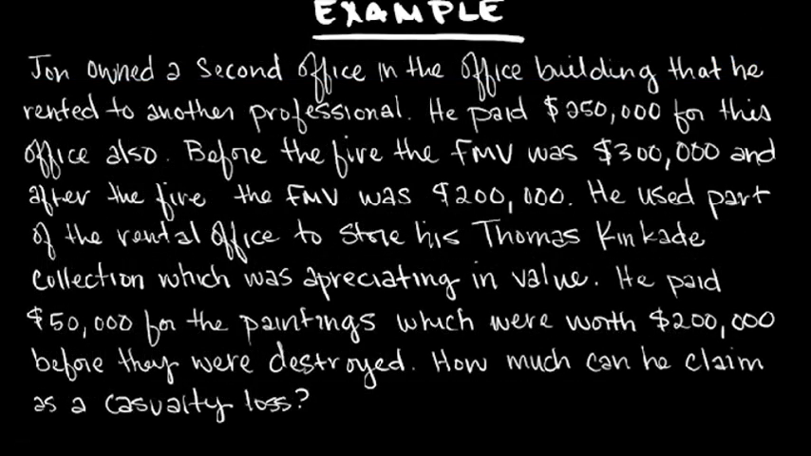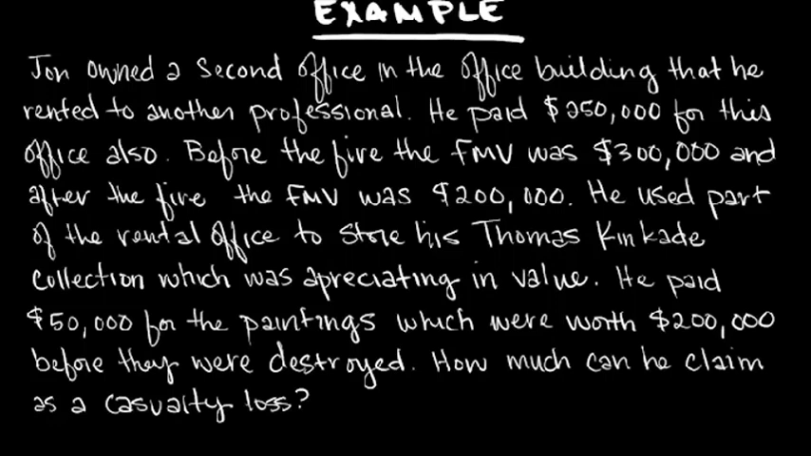So now let's go over an example. John owned a second office in the office building, and he rented this office to another professional. He paid $250,000 for this office also, and before the fire, the fair market value of the office was $300,000, and after the fire, the fair market value was $200,000. He used part of the rental office to store his Thomas Kincaid collection, which was appreciating in value. He paid $50,000 for the paintings, which were worth $200,000 before they were destroyed. Wow, who knew Thomas Kincaid paintings appreciated that much? So, how much can John claim as a casualty loss?